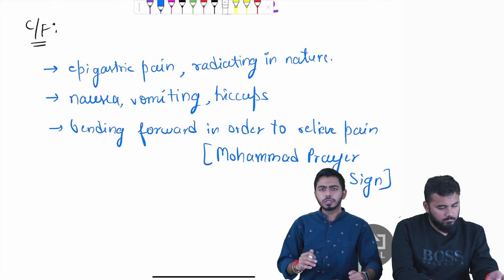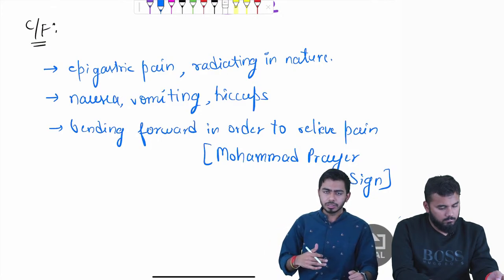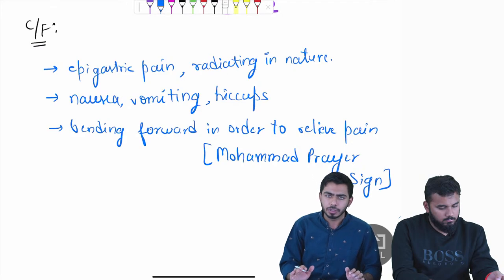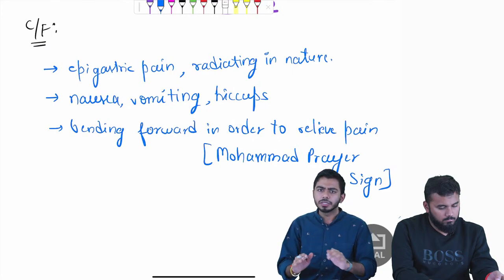For example, there could be rebound tenderness, right? There could be rebound tenderness, there could be guarding in this particular area. I will explain all the features when I talk about peritonitis. But it is not very common in acute pancreatitis.